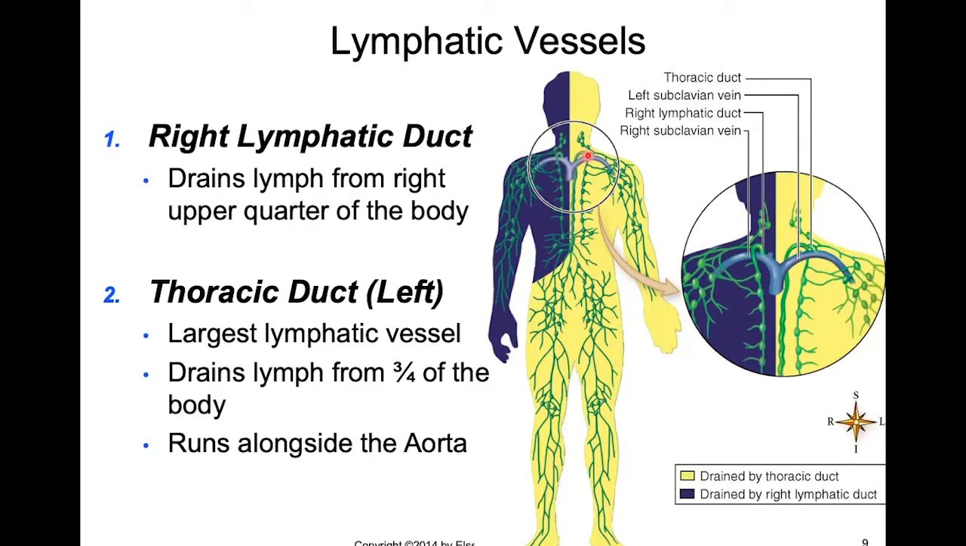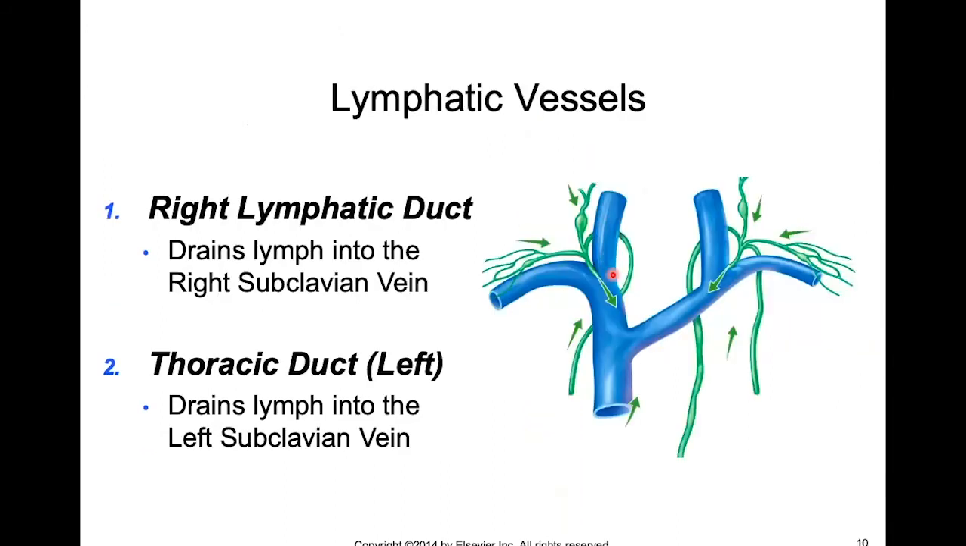the left subclavian vein. And here's a close-up image here where you can see where they both drain back in to the subclavians. You have here the right lymphatic duct draining into the right subclavian, and you have the thoracic duct ultimately draining into the left subclavian, right where the internal jugular drains into the brachiocephalic.